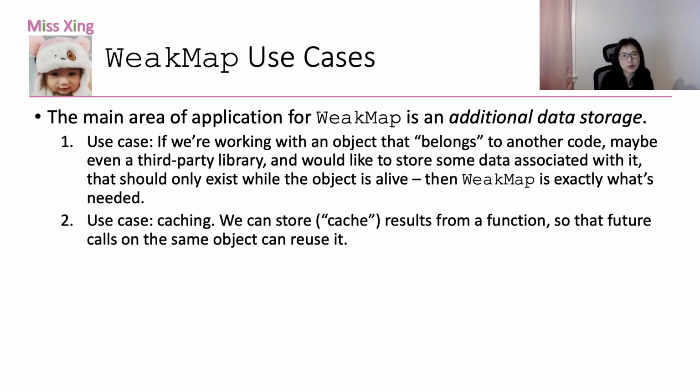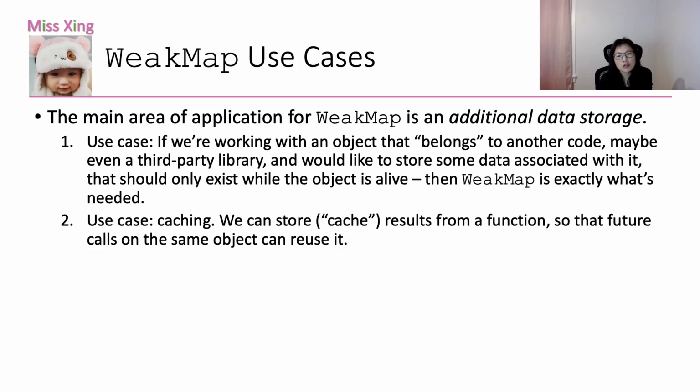It actually has more. The first use case is, suppose we are working with an object, and this object probably belongs to other code or belongs to another library. But meanwhile, you want to store some additional data with that object, and that data should only exist while the object is alive. You can use WeakMap to do that.